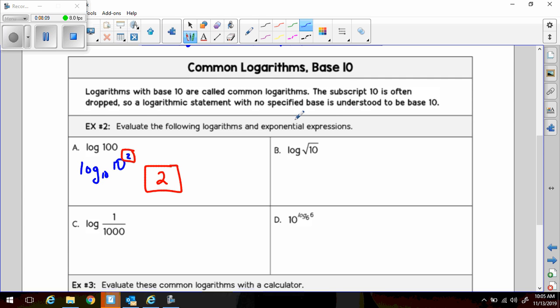Now, log base 10, there's no number here, so I know the base is 10. Log base 10 of the square root of 10. The square root means that my exponent is a fraction, to the 1/2 power. Remember, this cancels. Log base 10 of 10 is 1 times 1/2 means that this is going to be 1/2.